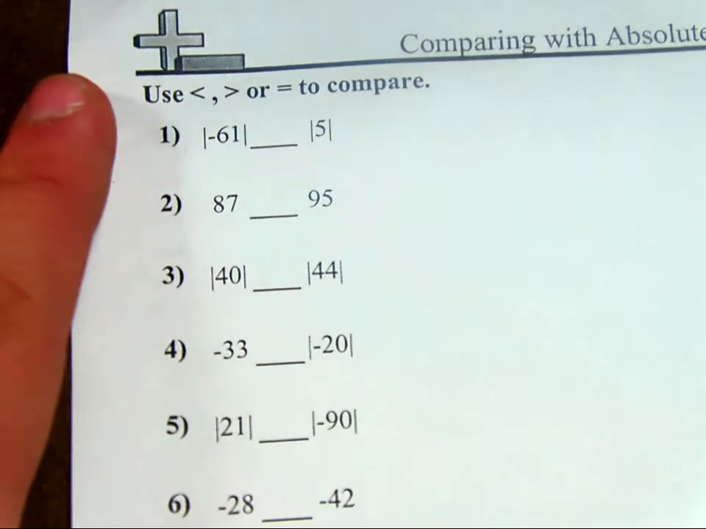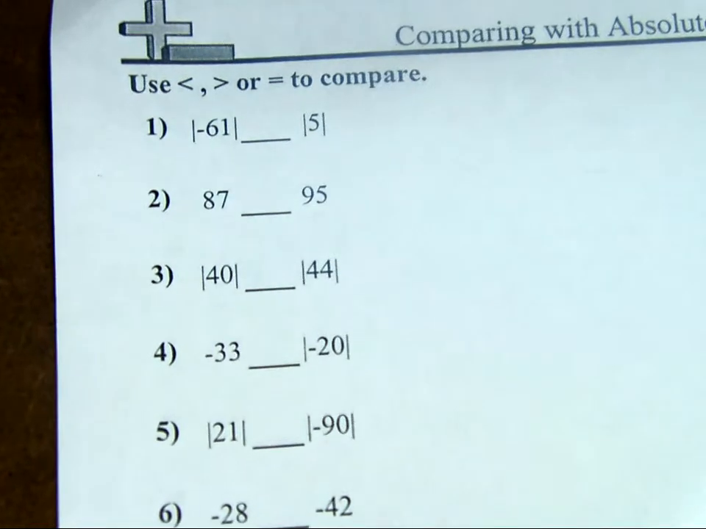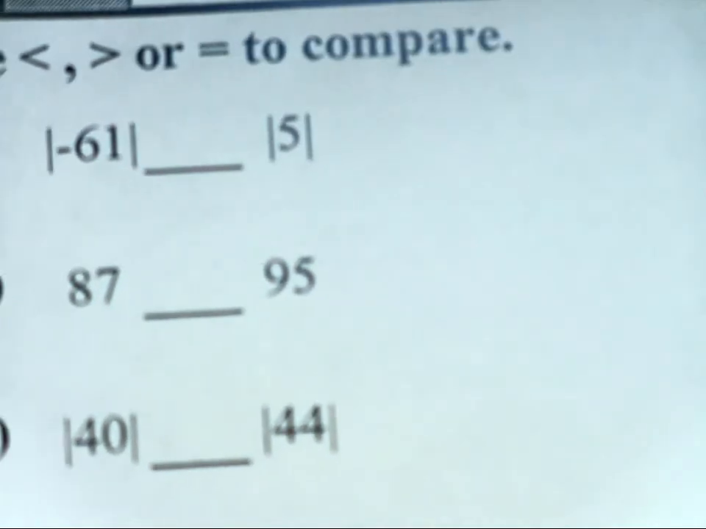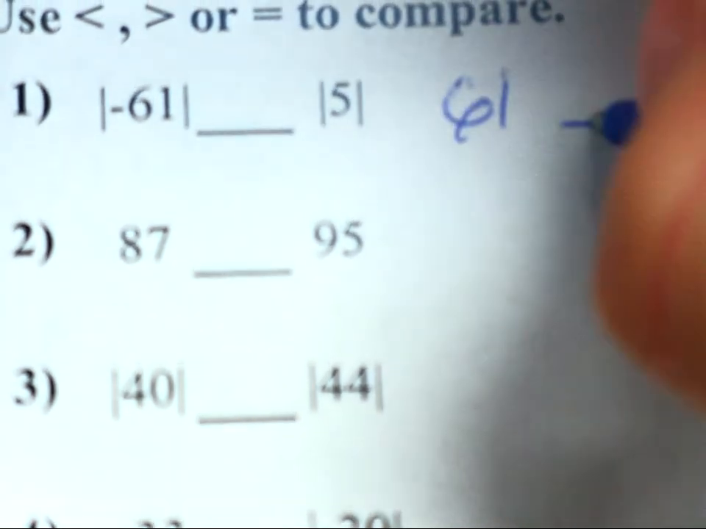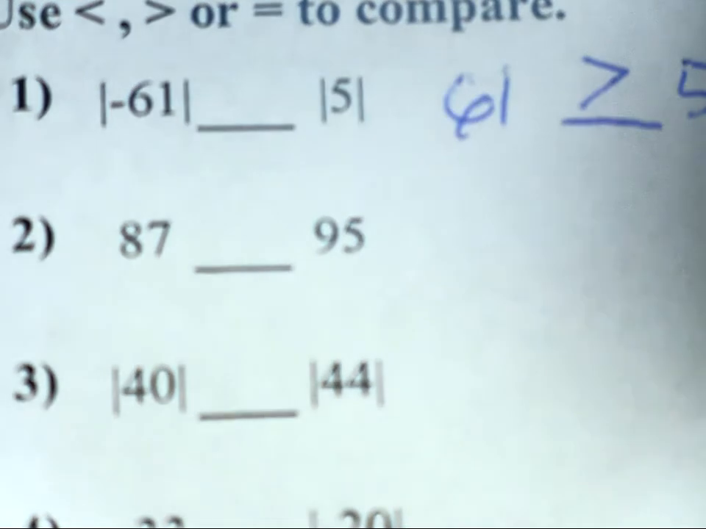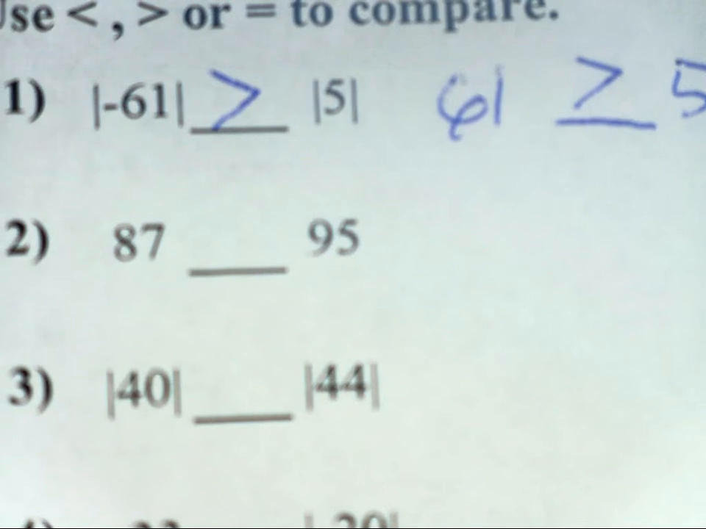On the back, let's compare these. The absolute value of negative 61, the absolute value of 5, let me zoom in so you can totally see that. The absolute value of negative 61 compared to the absolute value of 5. If I were you, I would just rewrite this. So you have the absolute value of negative 61 is just 61 compared to the absolute value of 5, which is 5. 61 is greater than 5, so the absolute value of negative 61 is greater than the absolute value of 5. That's all you do for these.